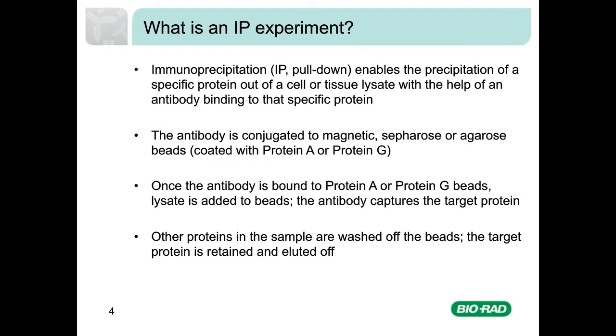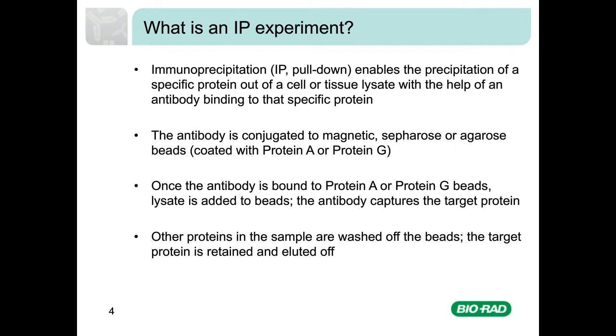Once the antibody is bound to the beads, lysate is added, allowing the binding of the antibody to the protein of interest. The antibody should specifically pull down your protein of interest and thereby any interaction partners that may be bound to this protein. However, some proteins may non-specifically and weakly bind to beads. These proteins are then removed through a series of wash steps. In contrast to these other proteins, the target protein, due to its stronger binding, is retained on the beads and eluted off the beads in the final step of the IP procedure.